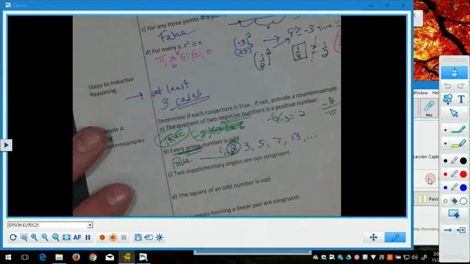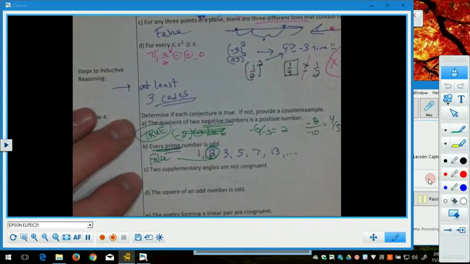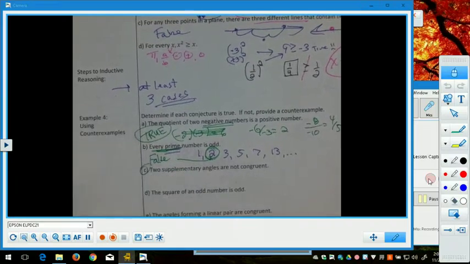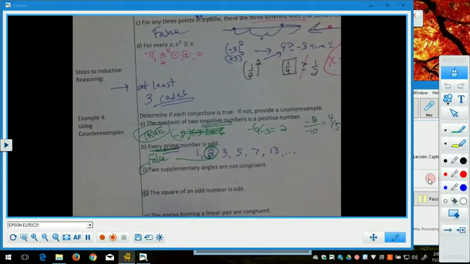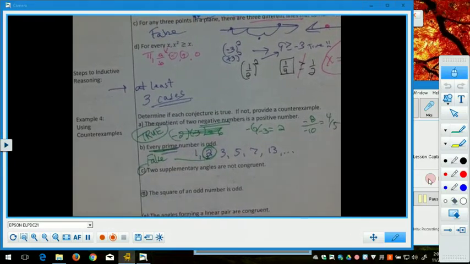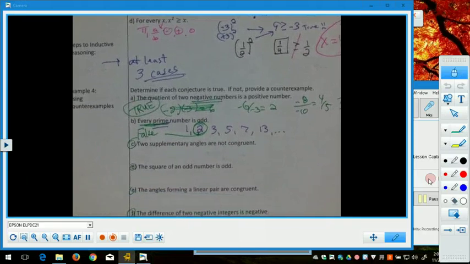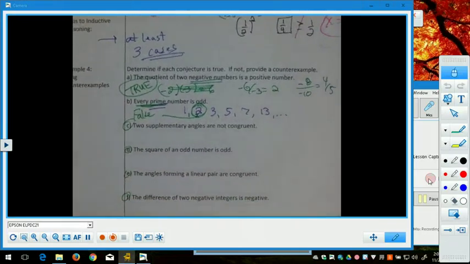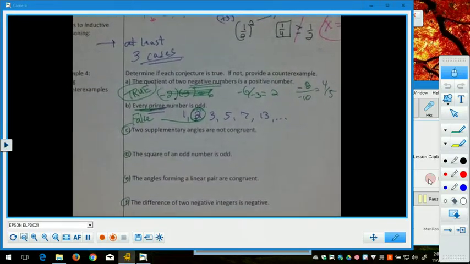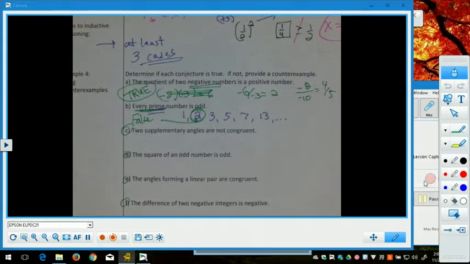Two supplementary angles are not congruent. I'll let you try that one. We had an example of that above. Try these 4. Explore some numbers, see if you can figure it out. We're going to go over the answers when you come back to the video.